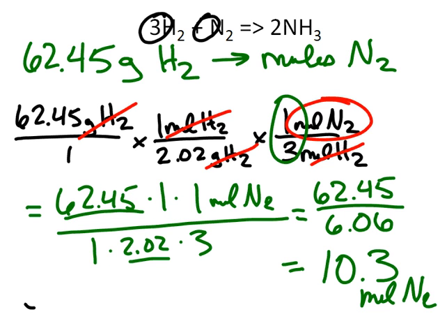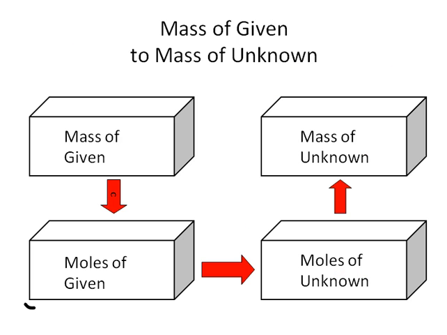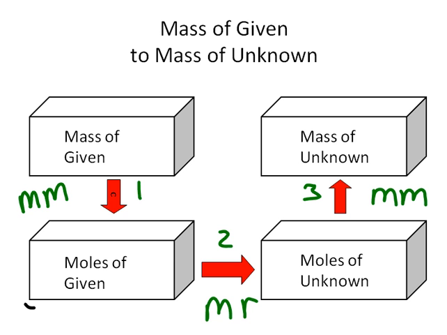Okay. So the next one is the big one. This is the one where you're going to see a majority of your problems are going to be like this. Here you go. I'm given a mass, and I need to find a mass. So I have mass to moles, right? So I'm going to have 1, 2, 3 steps for dimensional analysis. So I'm going to have a 3-step dimensional analysis problem, as most of them are for your worksheets. Here I've got to use molar mass. Here I use molar ratio, and here I use molar mass again because I'm going from moles to mass.